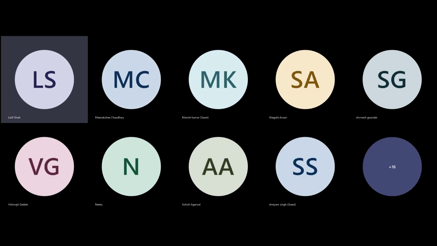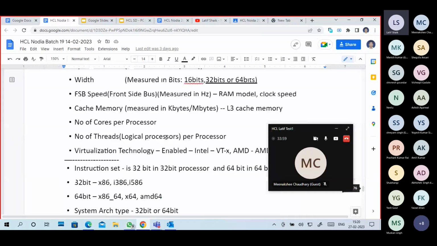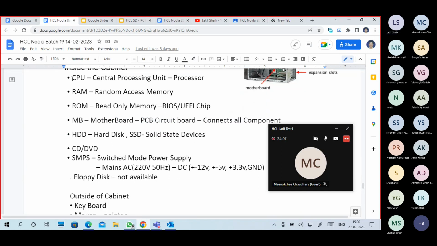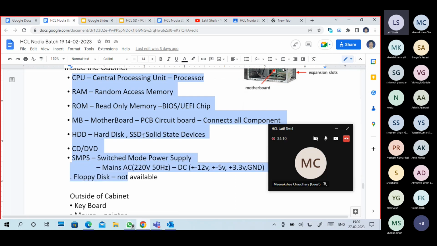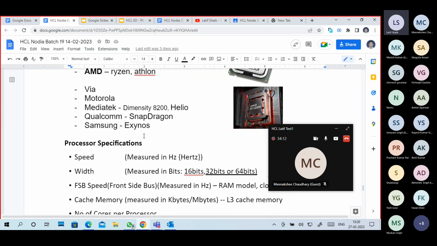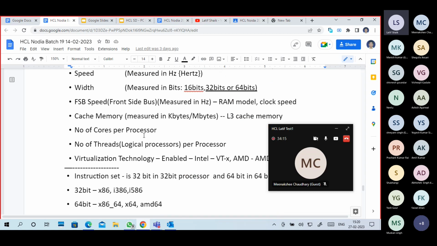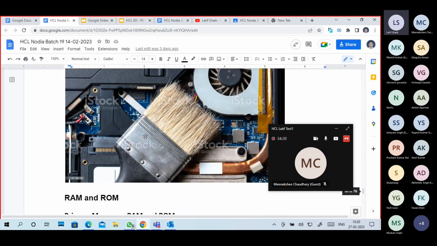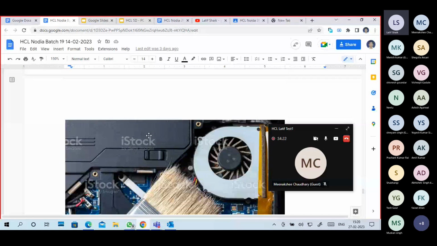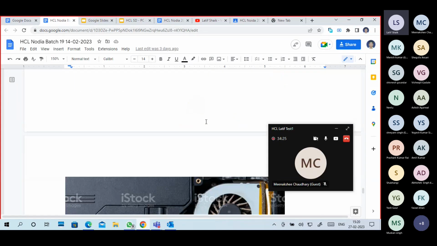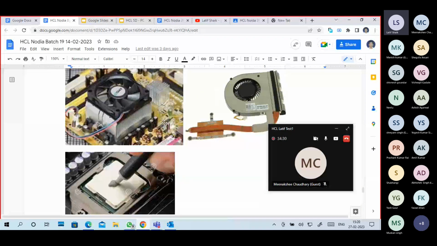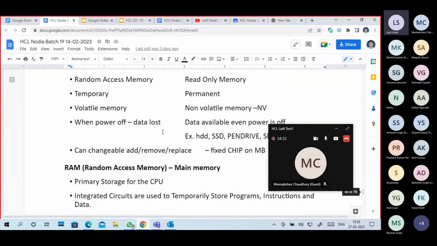In the PC hardware, I will tell what we are discussing. Please check it once. Okay, so PC hardware components. In that one we discuss mainly about CPU, how CPUs look like, what their properties are, kind of stuff, 32-bit, 64-bit. Okay, heat sink and how to clean it up. What is the importance of cleaning the heat sink, and also the heat sink fan, heat sink paste.